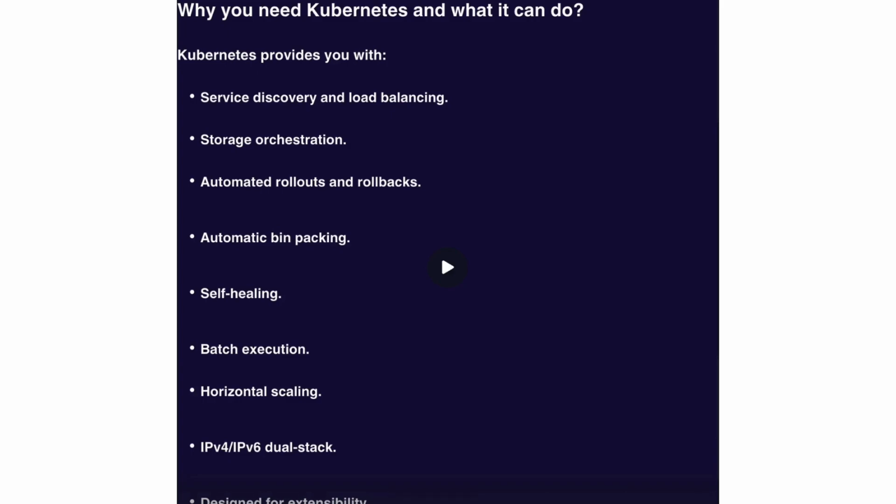Kubernetes provides you with a lot of features like service discovery and load balancing. Kubernetes can expose a container using the DNS name or using their own IP address. If traffic to a container is high, Kubernetes is able to load balance and distribute the traffic so that the deployment is stable. Storage orchestration. Kubernetes allows you to automatically mount a storage system of your choice such as local storages, public cloud providers, and more.